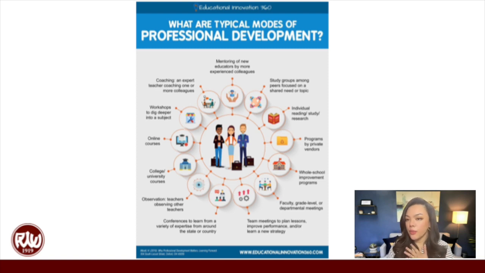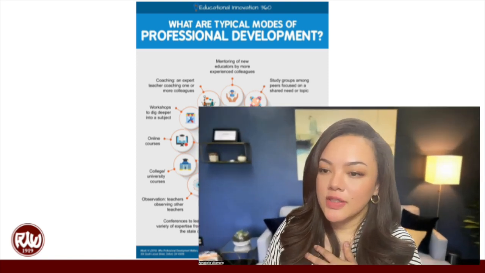Of course, there are so many ways to learn. We don't have to expect the school to be the one to provide the learning for us, but there are many opportunities for us to continue to grow as a leader. Here are just some of the tools that I've used personally.